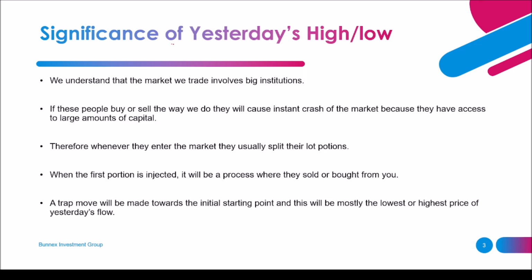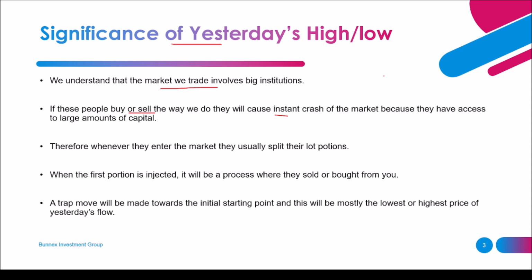Firstly, we need to define the significance of yesterday's low or high within the market context. We understand that the market we trade involves big institutions. If these people just buy or sell the way we do, they will cause an instant crash of the market because they have access to large amounts of capital. If they just press buy or sell, they will shift the demand of a particular currency, and with that the market will definitely crash. You'd see a spike to the upside or a spike to the downside, and that move usually will not have any economic fundamentals backing it up.